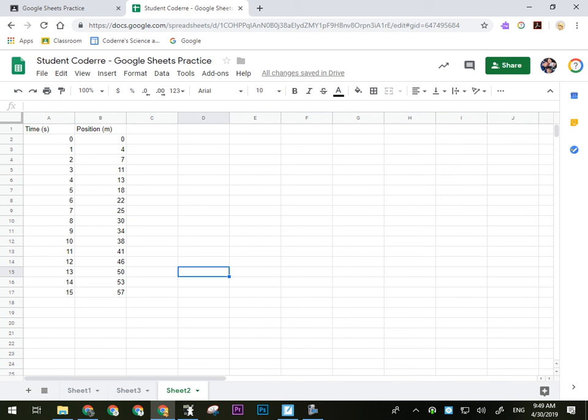So this one's a position versus time graph. It's telling us where an object is at various points in time. And we'll be looking at position versus time graphs quite a bit this week, so this will be a good start to that. So build me another line graph of this data. Obviously, it's going to have way more points on it than the others.